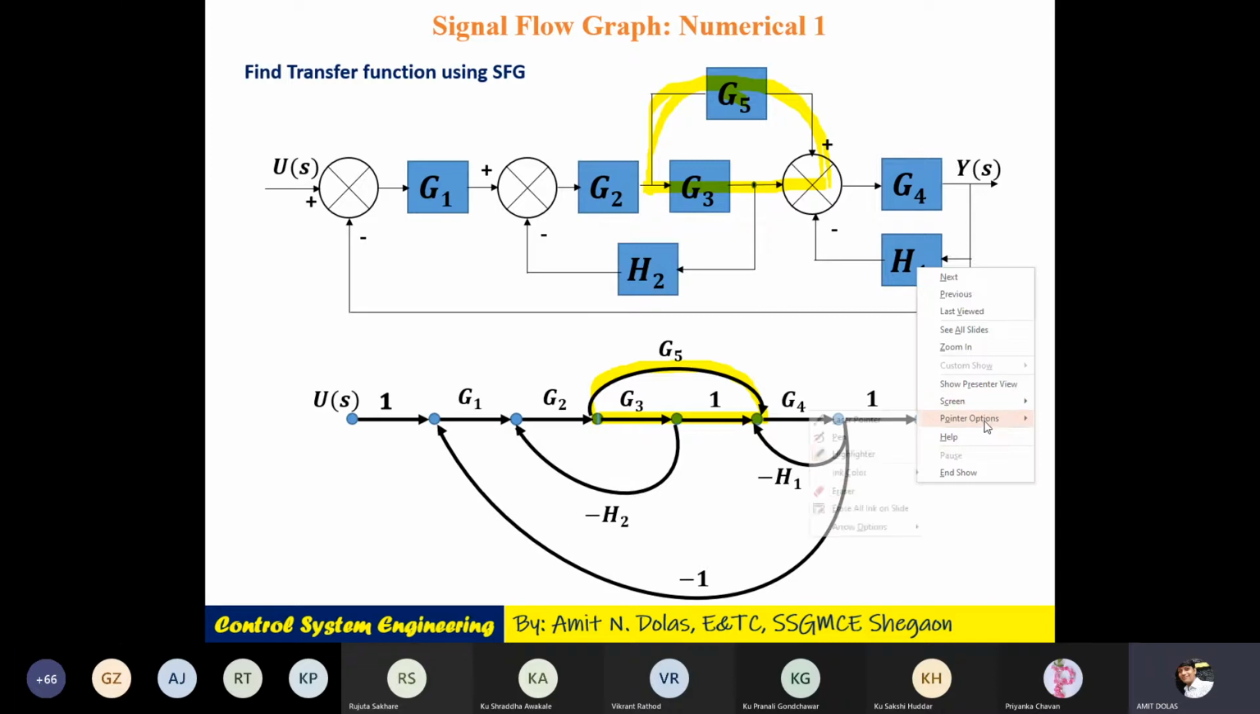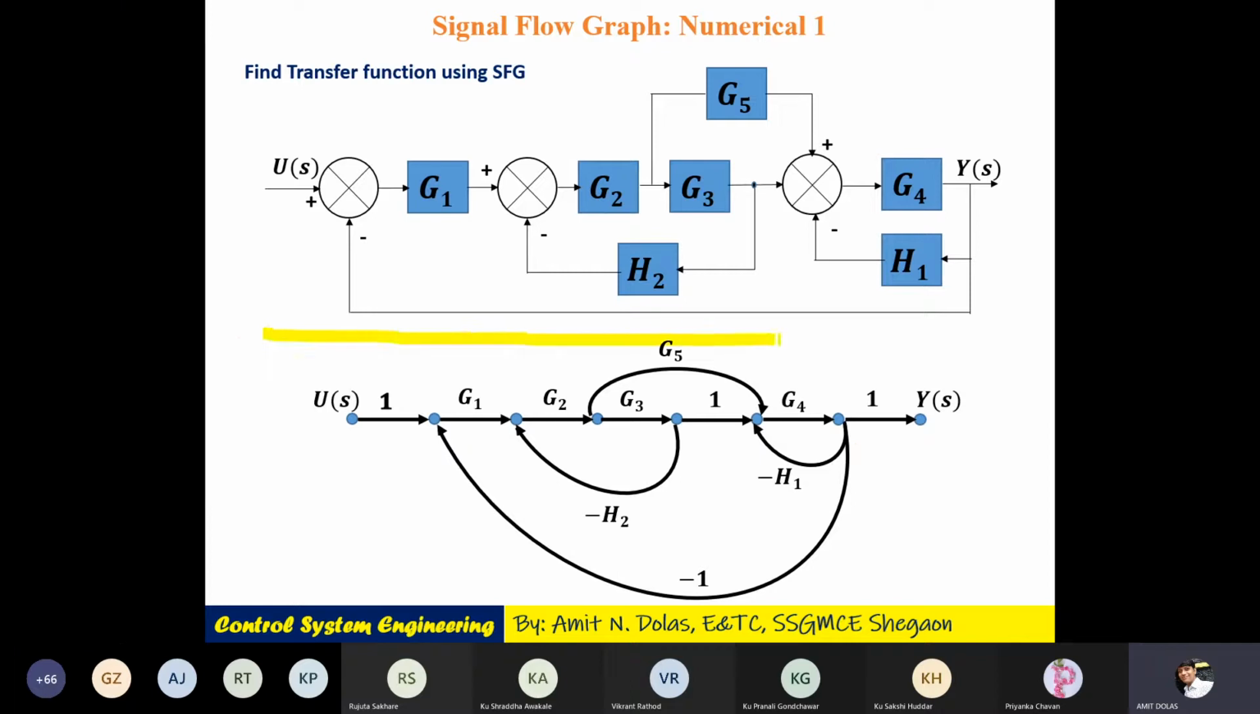Now, in this diagram, I have maintained this diagram on every PPT so that you can visualize the formulas, loops, forward paths, everything on a single PPT. So this is how we can draw the signal flow from the block diagram. Each and every component is taken into consideration, and its arrow and its signs are also very important. You can see that everywhere there is a minus sign on the loop, so I have used minus H2, minus H1 and minus 1 here.